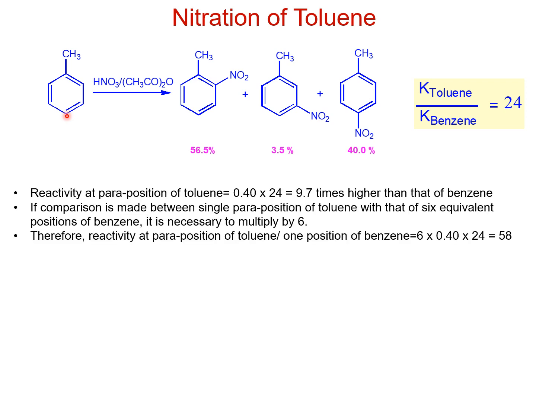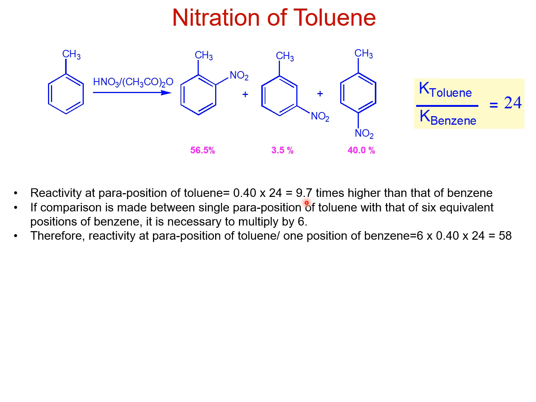Now to calculate reactivity of para position, we require two values. One is percent isomer at para position and another is the rate ratio. If we do the multiplication of these two, the answer is 9.7. That means para position of toluene is 9.7 times more reactive than benzene.